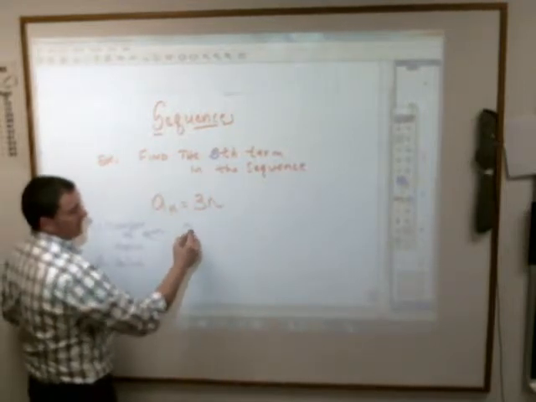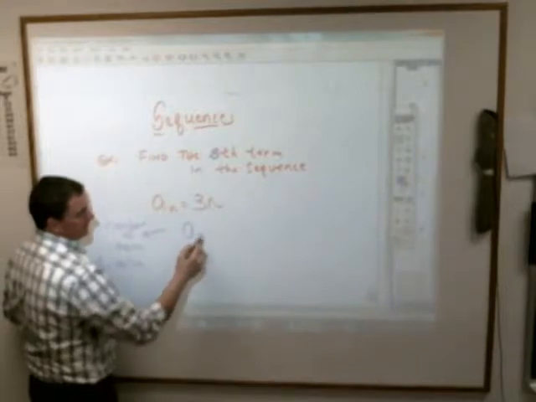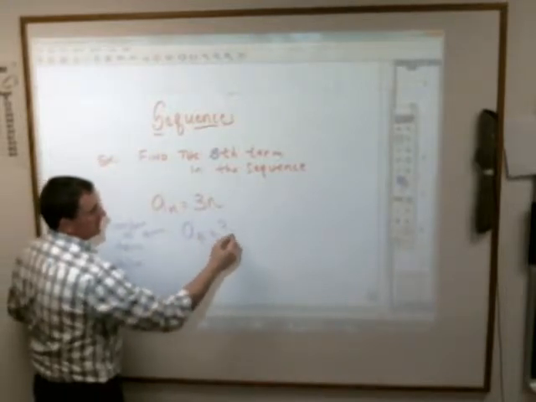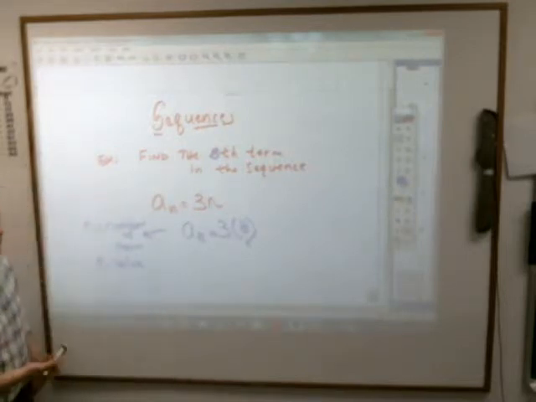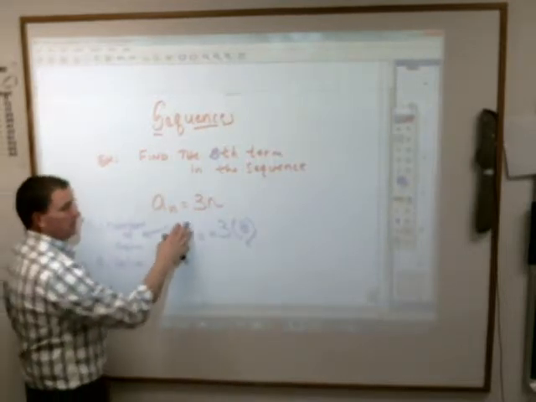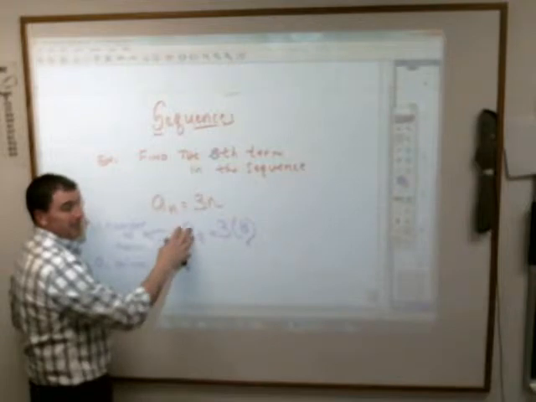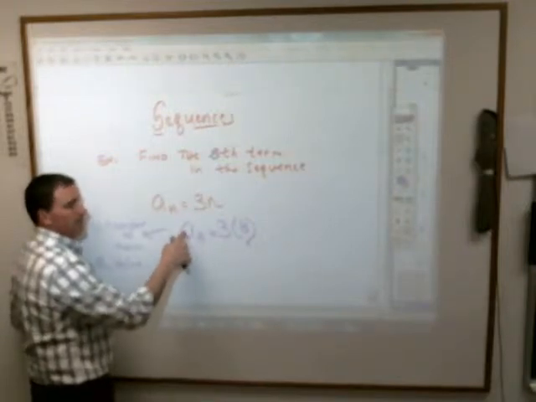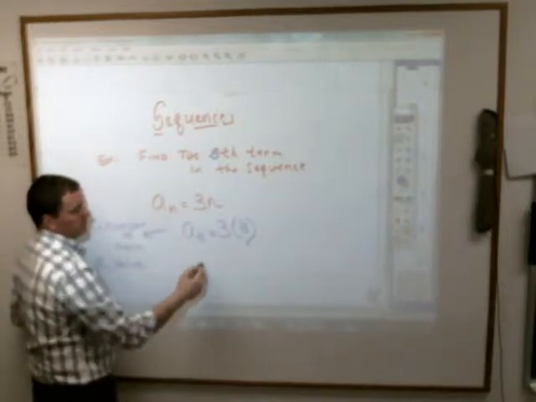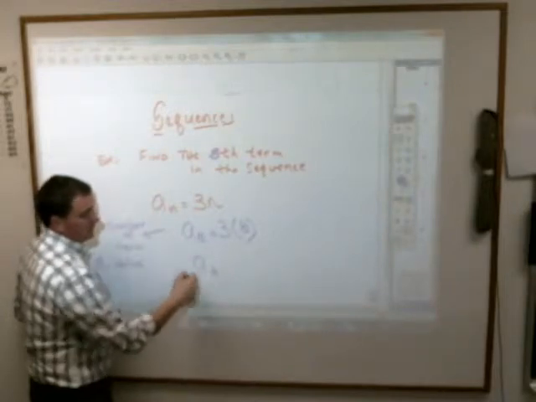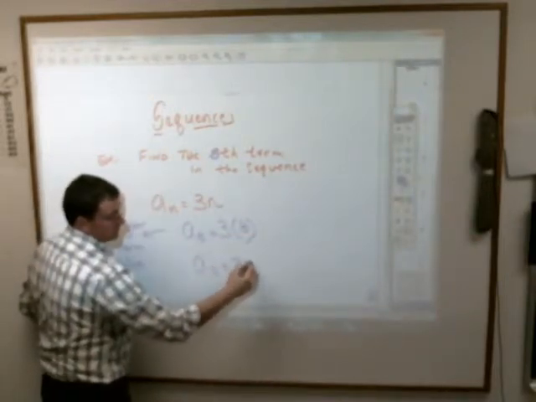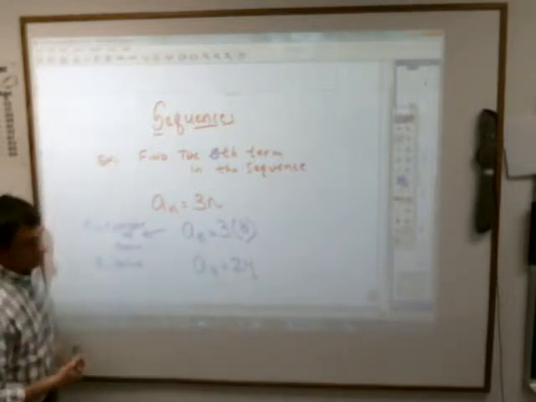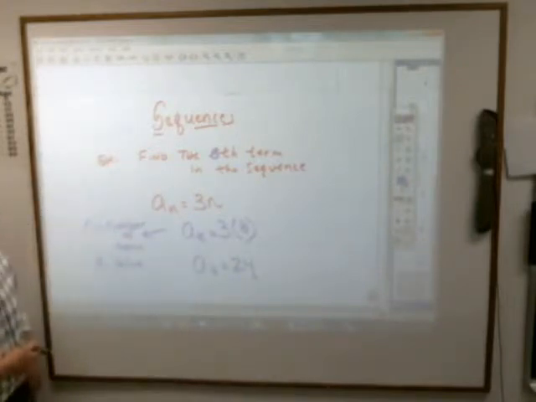So I end up with a sub 8 equals 3 times 8. Now remember, we talked about this. You're not plugging anything in for A. That's actually what you're solving for. I want to know the value of the 8th term. So the value of the 8th term is 3 times 8, 24. And that's the whole thing there.